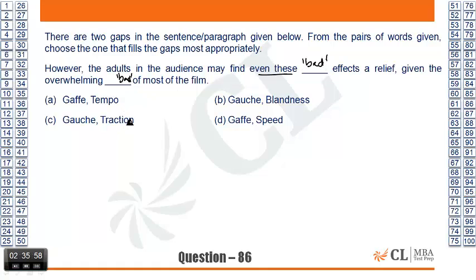Which word do I know? Overwhelming tempo doesn't make sense. Speed doesn't make sense. Something bad, no? Blandness, I think that makes sense. Traction doesn't make sense. Yeah, blandness makes sense. What about the first word? I don't know gosh, but I know gaff. Gaff is a blunder, no? Gaffs in the media. Gaff effect doesn't make sense. I think gosh, I don't know what it means, but blandness makes sense. So let's go with B.